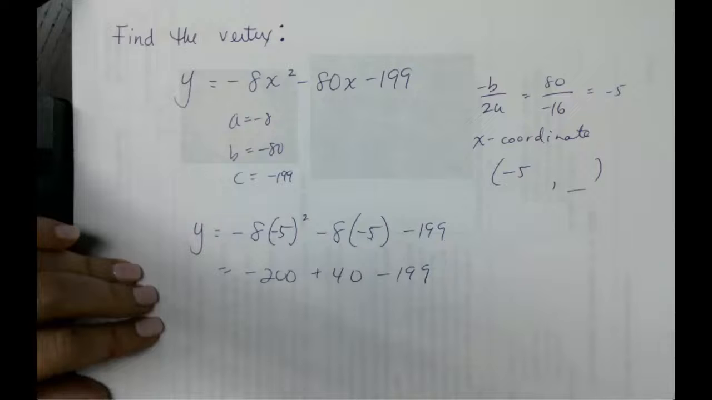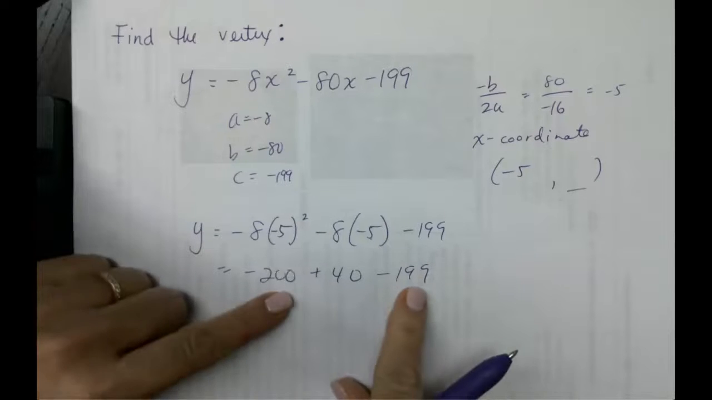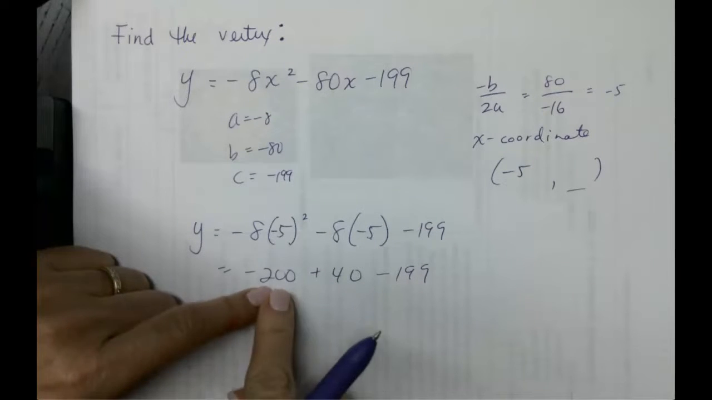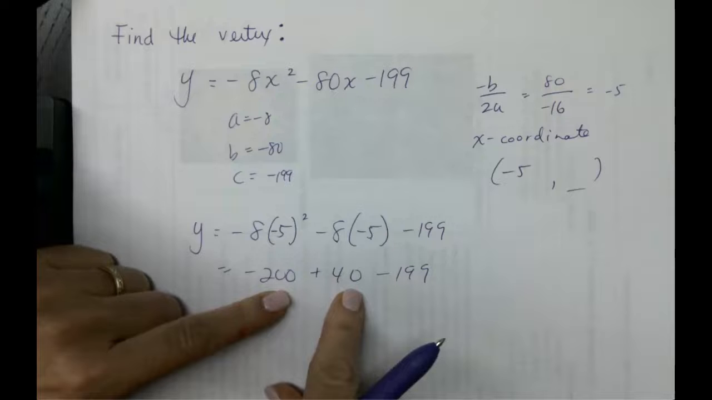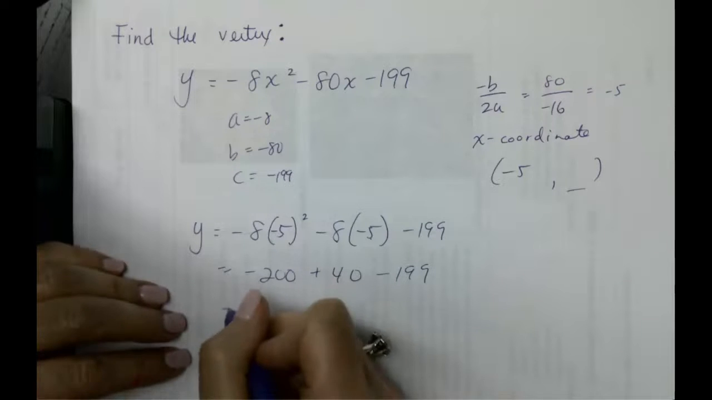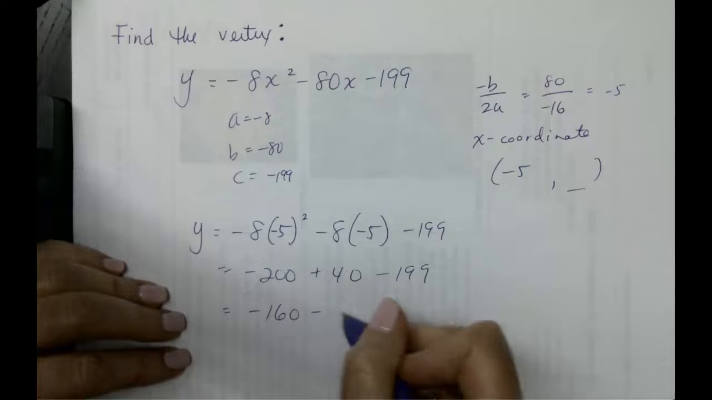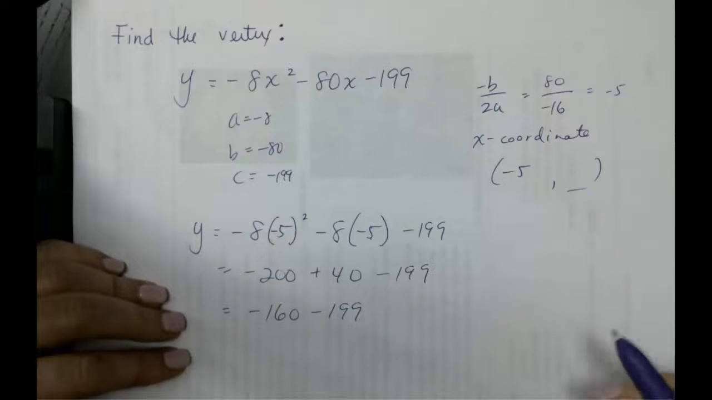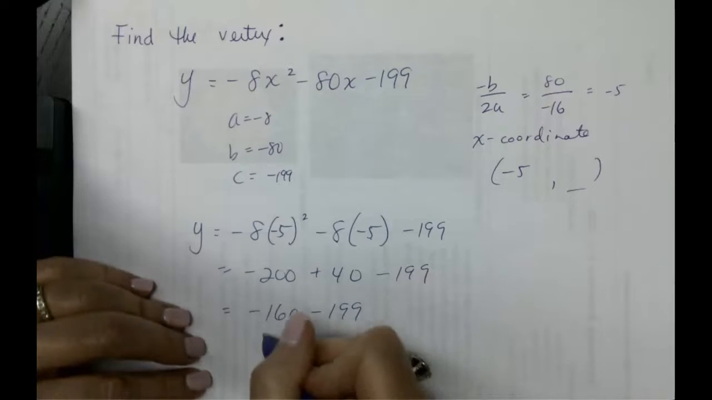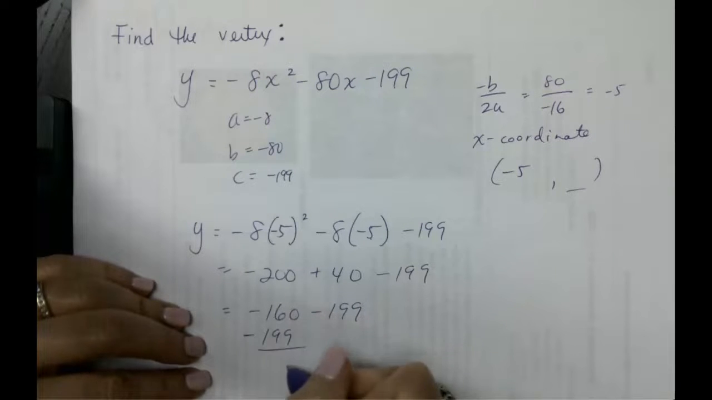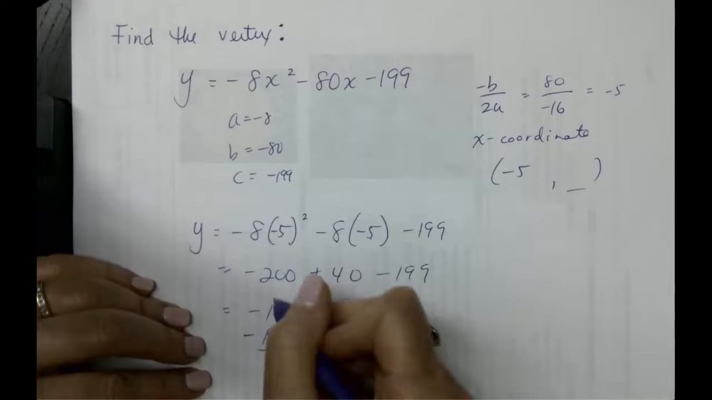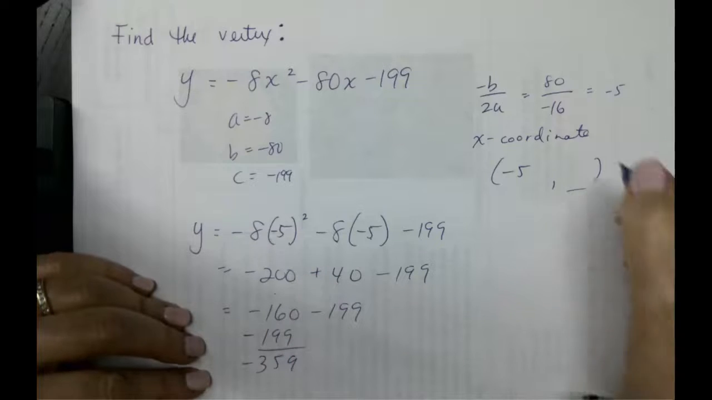Now, I thought I was going to make our lives easier, but I'm not. All right, -200 plus 40 is -160. So -160 minus 199, I'm going to write it so I don't mess it up, and that is -359.